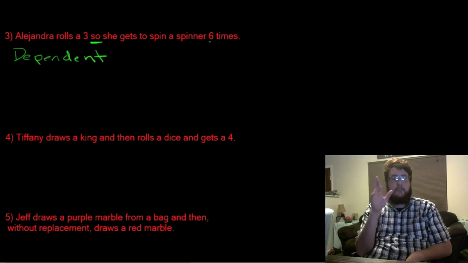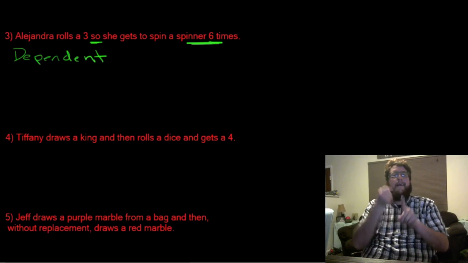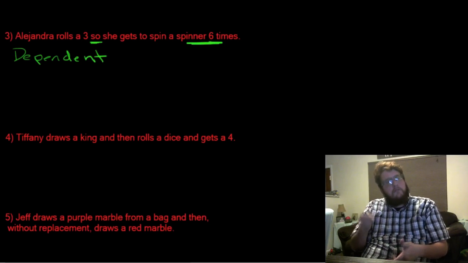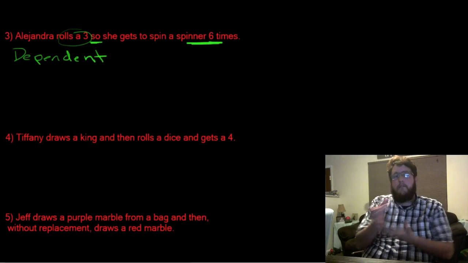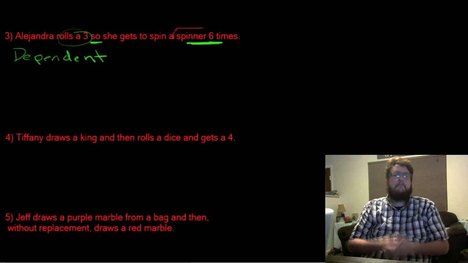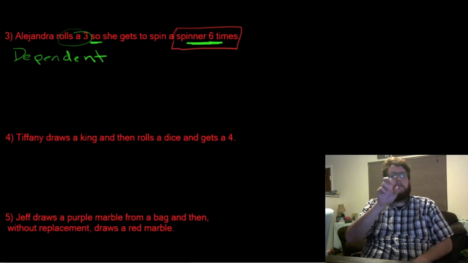She gets to spin the spinner 6 times because she rolled a 3. So spinning a spinner 6 times is dependent on the fact that she rolled a 3.